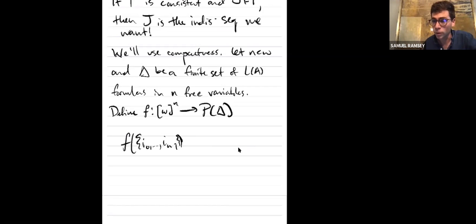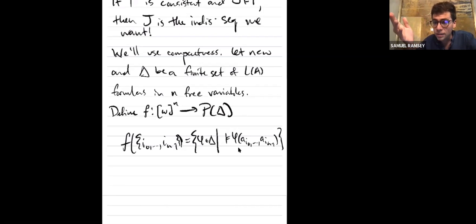Assume these are written in increasing order. This should just be the formulas phi in delta such that phi(a_{i_0}, ..., a_{i_{n-1}}) is true. So if I take an n-tuple from my sequence, I can just ask for each formula in delta, are you true or are you false? And the subset of delta consisting of the true ones will be the color that this n-tuple takes.